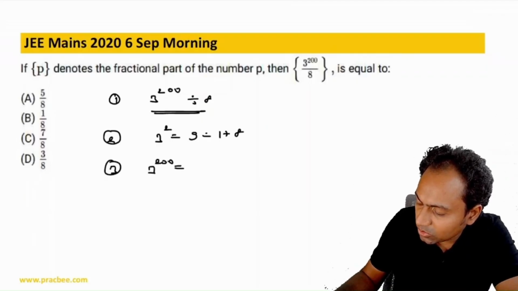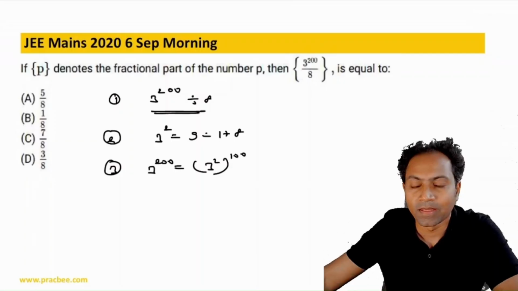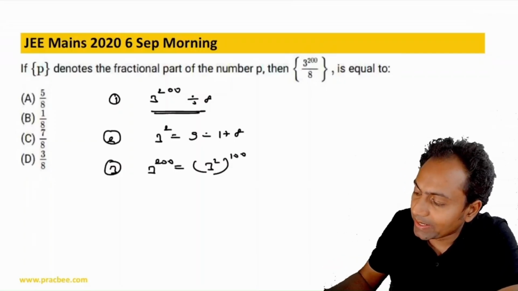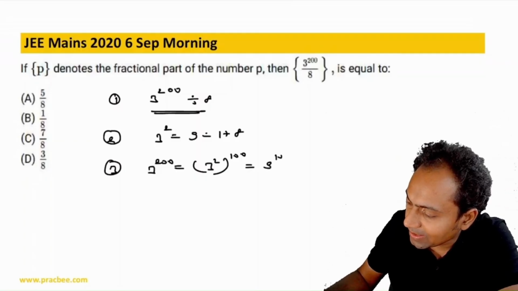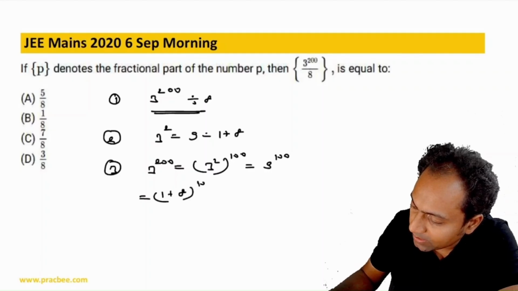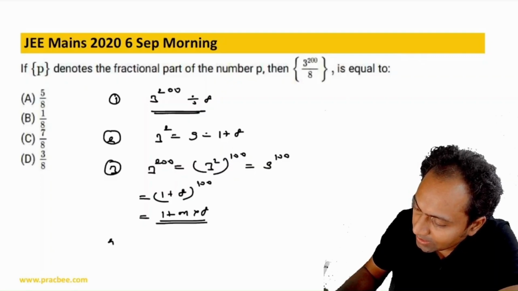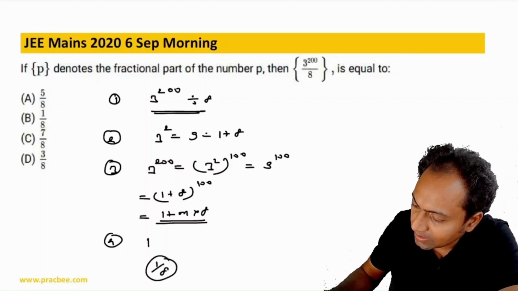3 raised to the power 200 can be written as nothing but 3 square raised to the power 100. So in the next step, I will be able to write this 9 raised to the power 100 as nothing but (1 plus 8) raised to the power 100, which can in turn be written as 1 plus m times 8. So from here, you can clearly see the remainder is 1. So the fractional part becomes 1 by 8. That is nothing but option B.